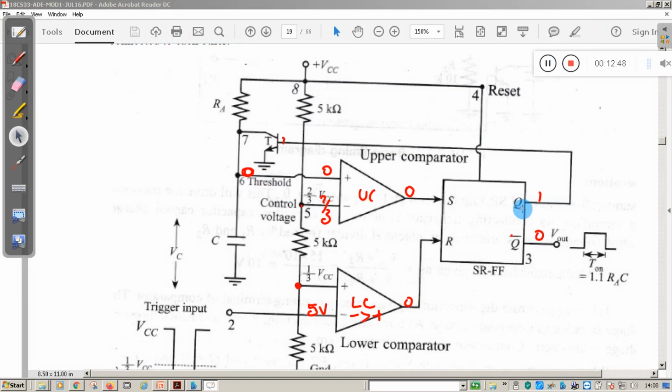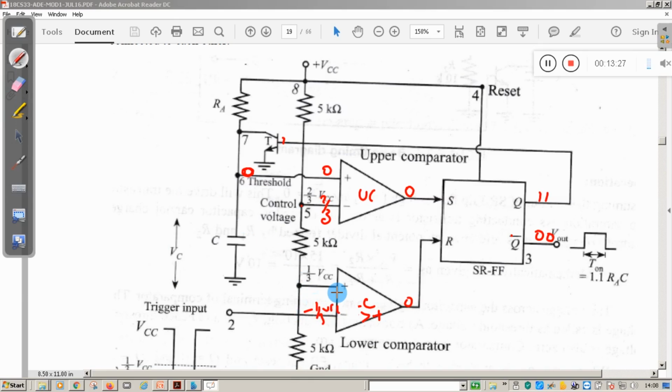So what is the last state here? The last state is 1 and 0. That means it will maintain the output 1 and 0 as it is. That is, output is 0 and this is 1. Now when you apply the negative trigger pulse, the voltage at pin number 2 becomes less than 1 by 3 VCC.